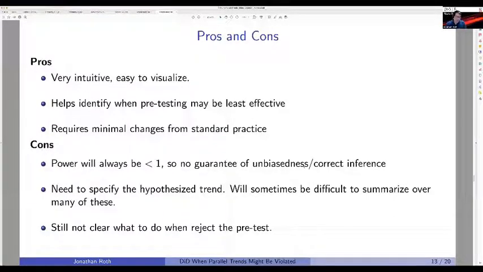And then a second issue is that we need to specify the hypothesized trend that we want to compare to. And sometimes there may be a bunch of different possible violations of parallel trends. And it's a little bit hard in this approach to summarize over all these many possible different ways that parallel trends could be violated. And then lastly, sometimes you will detect a significant pre-trend, or you'll say, I can't rule out a meaningful pre-trend, but you still want to publish a paper, you still want to learn something about the treatment effect, so it's not clear exactly what to do in those cases.